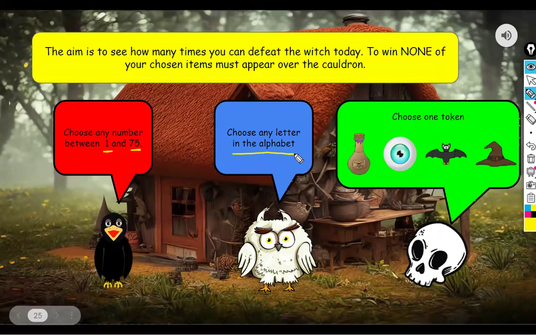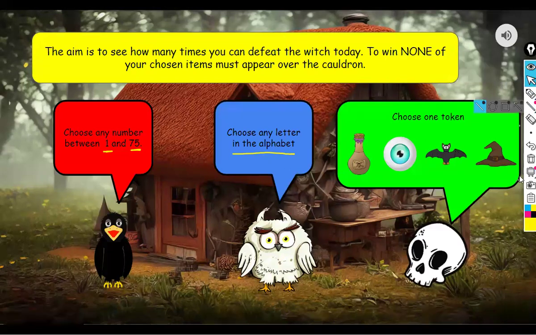Then send your chosen letter and then choose one of the tokens. Remember, you don't want any of your items to show up. The aim is to get none to show up. So send in your choices. I'm always interested in seeing what you guys choose.